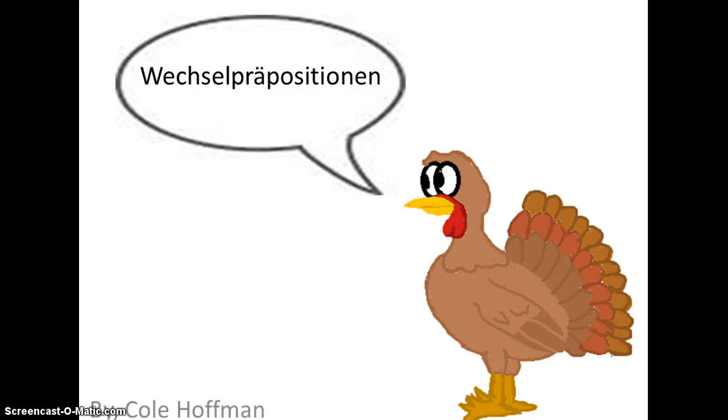Hi guys, today we will be learning about accusative and dative, and when to use each one. We will also learn the different prepositions. For our examples, we will use Gobbles the turkey, or as they say in German, Gobbles der Truthahn. Okay, now, let's get started.